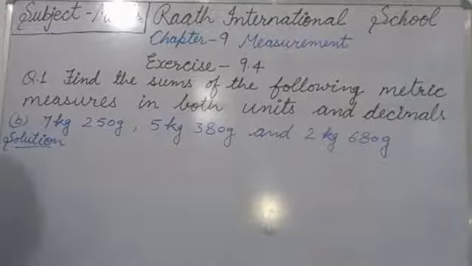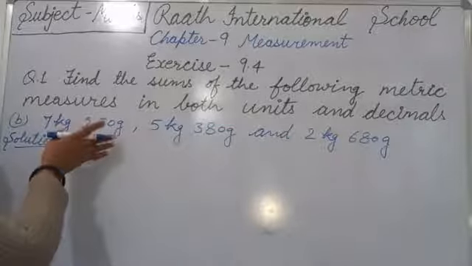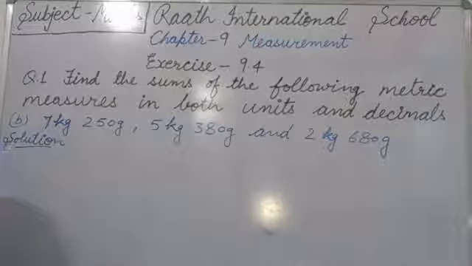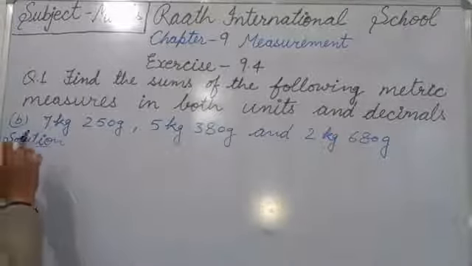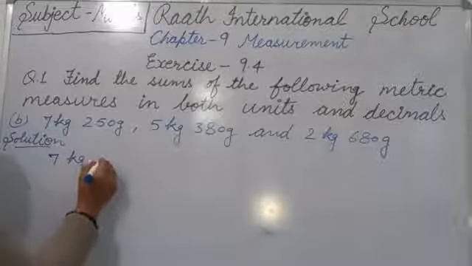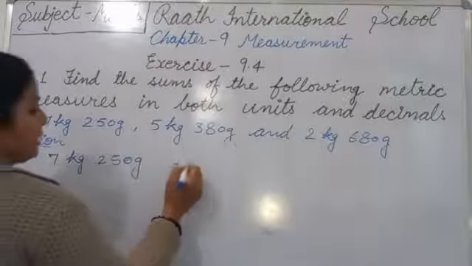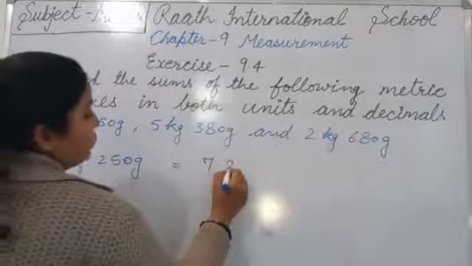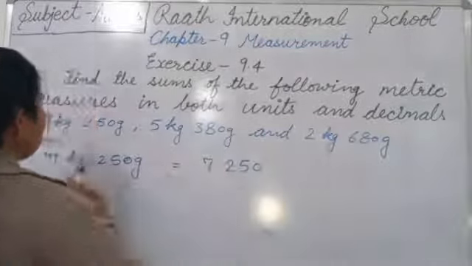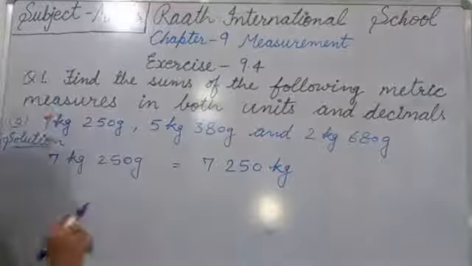Now B part: 7 kg 250 gram, 5 kg 380 gram and 2 kg 680 gram. So firstly, we will write this in the units and in front of that, we will write it in decimal form also. Okay. So now we start the solution. 7 kg, 250 gram. Now we write this in decimal form also. So here we write in decimal form 7.250. Now it becomes kg. We write the higher unit when we write in decimal form.